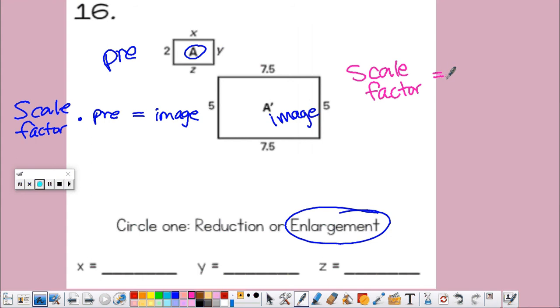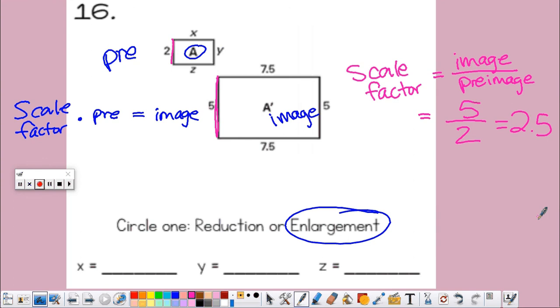So what measures our scale factor? Scale factor equals the image divided by the preimage, or the new divided by the old, right? Which of our numbers do you want to use from our image? 5? Which 5, the one on the left or the right? The left, because on the preimage, that's the only one I know. So I'm going to compare 2 and 5. What's going to go on top, 2 or 5? 5, because that's from our image. So our scale factor is 5/2 or 2.5.